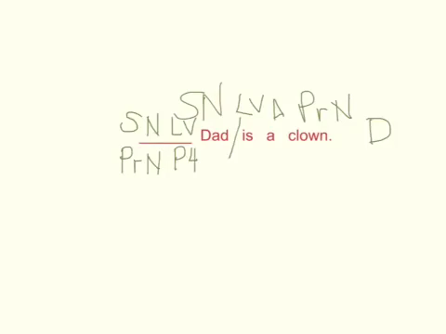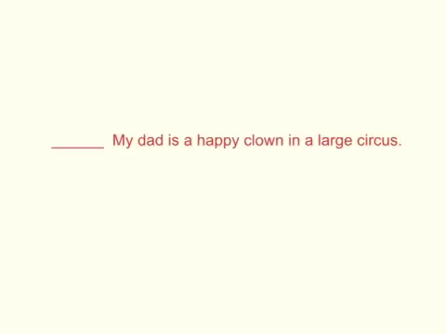Let's take a look at another sentence with a little bit more words to it. This sentence, here we have, my dad is a happy clown in a large circus. We're going to follow the same steps that we did for our first sentence, but now we just have a couple of extra words added. Who is a happy clown in a large circus? Dad. Subject noun. What is being said about dad? Dad is. No action is being shown, but we have a verb. It is a linking verb.